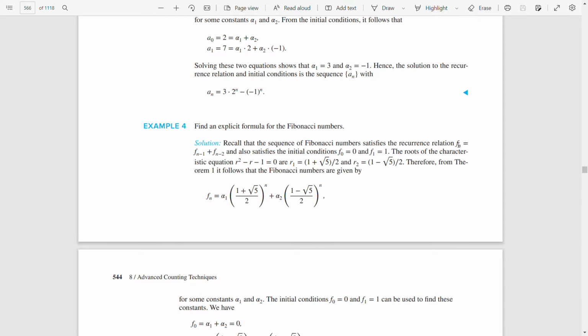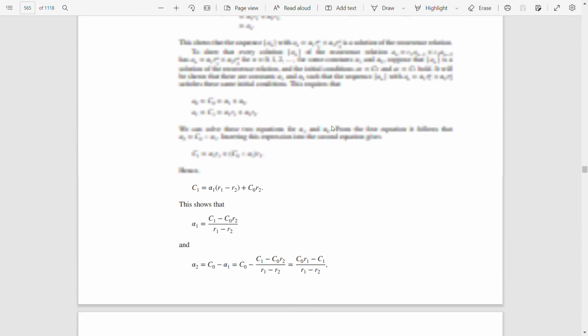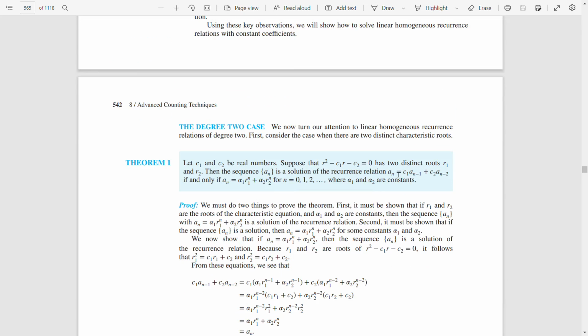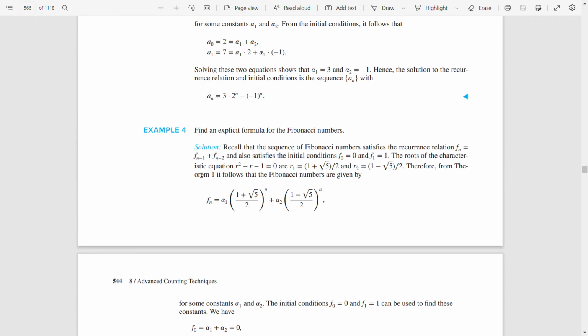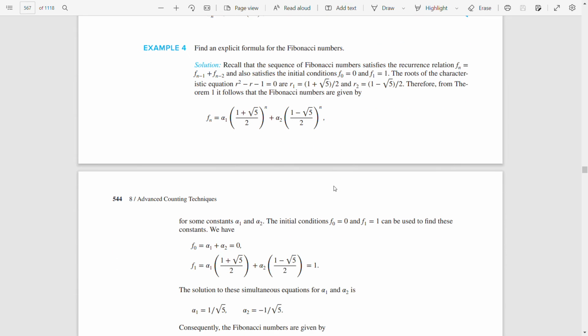Given the sequence, the nth term depends on the (n-1)th term and the (n-2)th term. In this case, the coefficients c1 and c2 are 1 and 1. So again, we can write it in the same format, substituting the values of c1 and c2, those being 1 and 1 here, solve for the roots of the equation, and then substitute. The same thing has happened here. We get the roots of this equation as 1 plus or minus root 5 by 2. We substitute them as alpha 1 times the first root and alpha 2 times the second root, to the power of n. After getting that, we need to solve for alpha 1 and alpha 2.